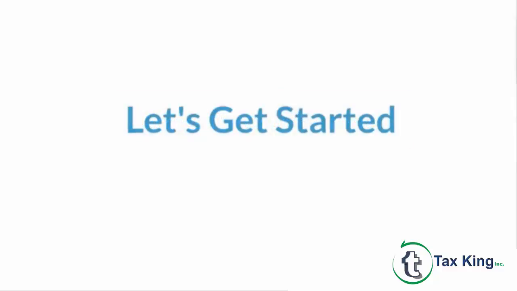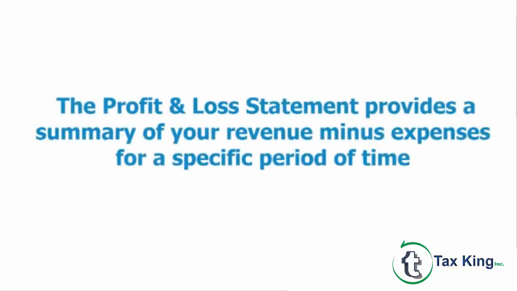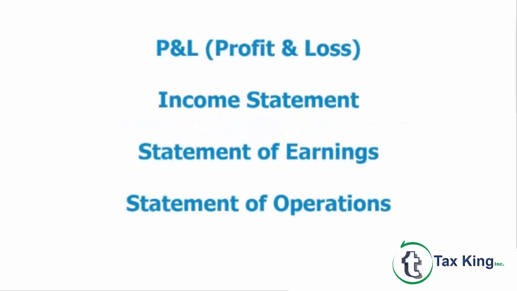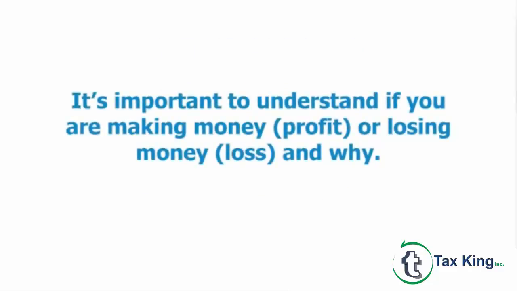Let's get started. The profit and loss statement provides a summary of your revenue minus expenses for a specific period of time, such as a month, a quarter, or a year. It tells you your bottom line net profit or loss. You may have heard this statement referred to by other names, such as P&L, income statement, statement of earnings, and statement of operations. It's important to understand if you are making money or losing money and why.